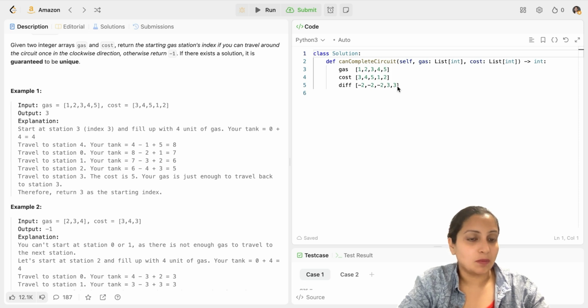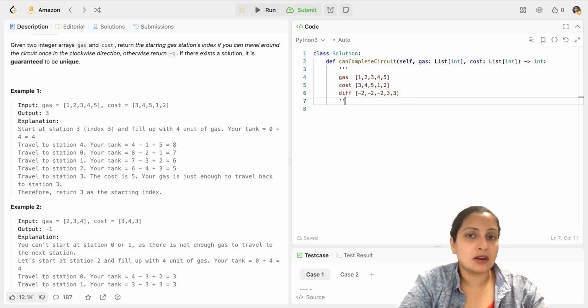Now you have also been told that in any scenario, you will have only one unique solution. So there cannot be more than one solution. So if you have found one solution, you can let it be. You don't need to look for the next solution, okay? Now, how do you ensure that there would be a solution?